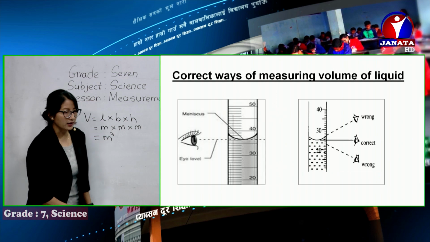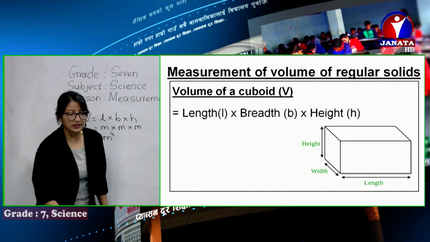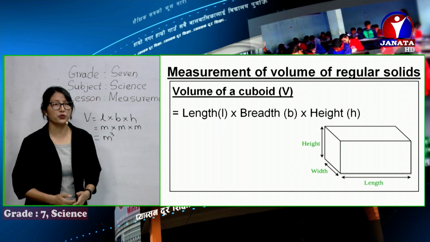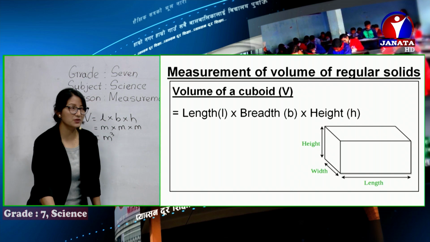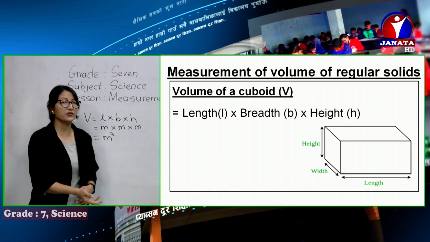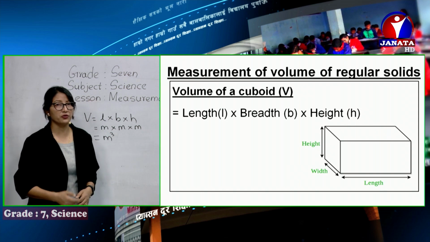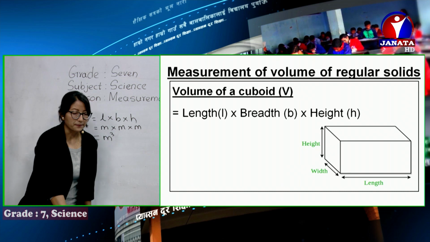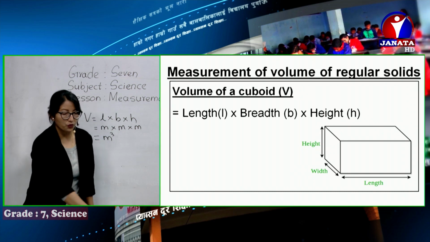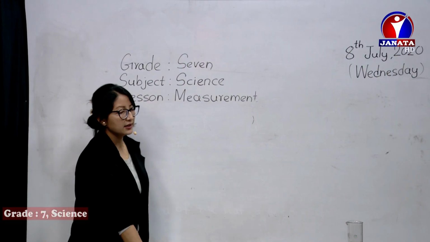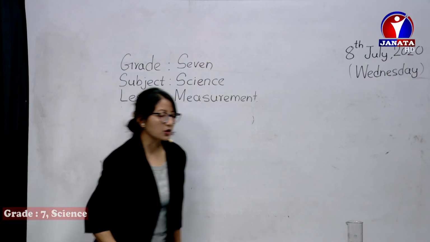Now, today we are going to learn the measurement of volume of regular objects as well as irregular objects. So first of all, let's move on to measurement of volume of regular objects, and then we will come back to measurement of volume of irregular objects using a measuring cylinder and the volume of liquid. So first of all, measurement of volume of regular solids. You can just check over there, volume of regular solids.